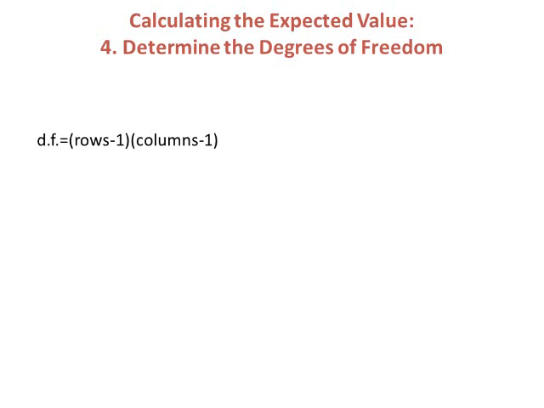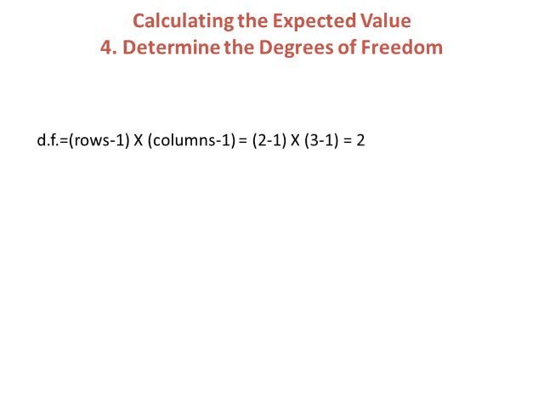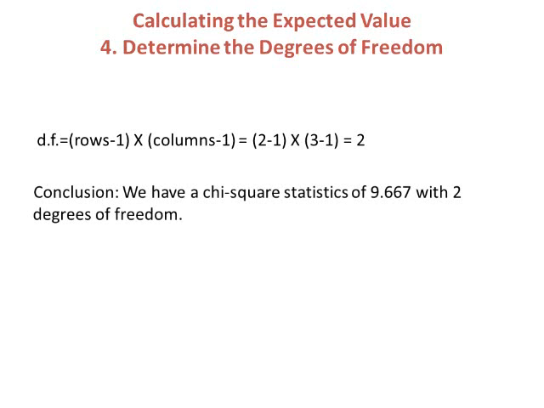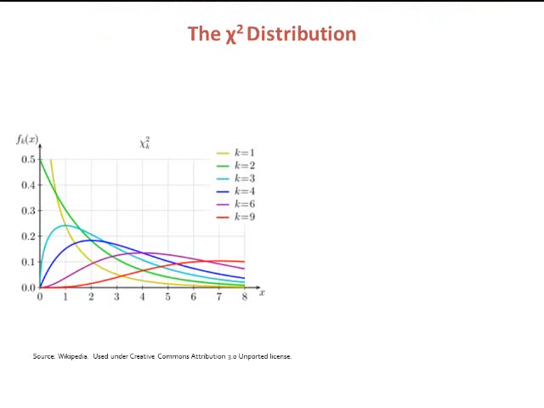Like t, the critical value of chi-square varies by the degrees of freedom. However, instead of tying the degrees of freedom to the number of observations in total, we tie it to the number of cells. The formula for the degrees of freedom is the number of rows minus 1 times the number of columns minus 1. Working through this calculation, we find that our degrees of freedom are 2. We now can say that we have a chi-square of 9.667 with 2 degrees of freedom. This information allows us to determine the statistical significance of the table.